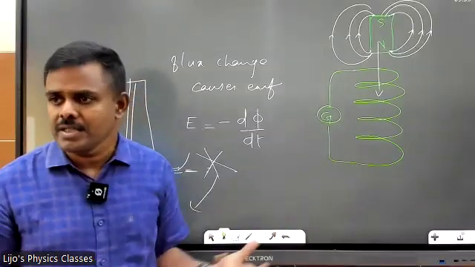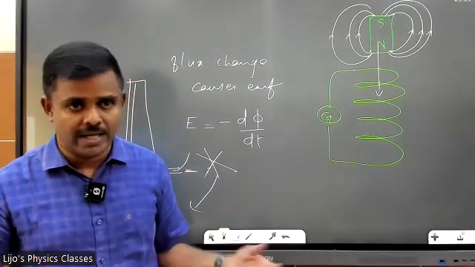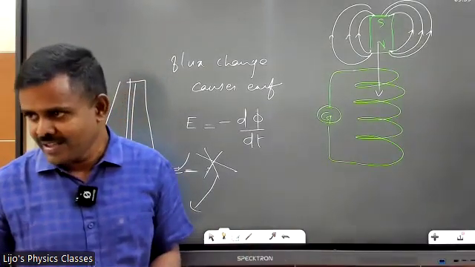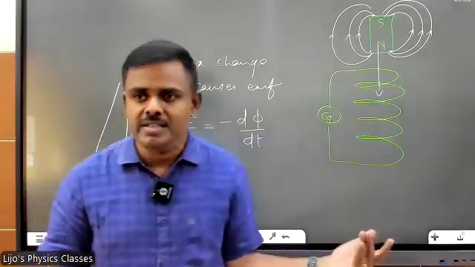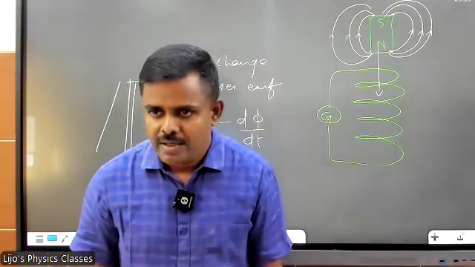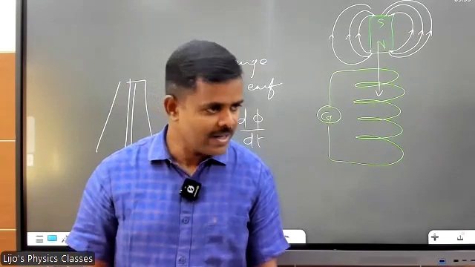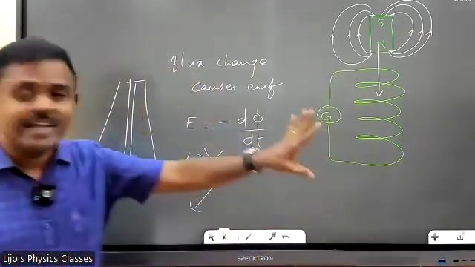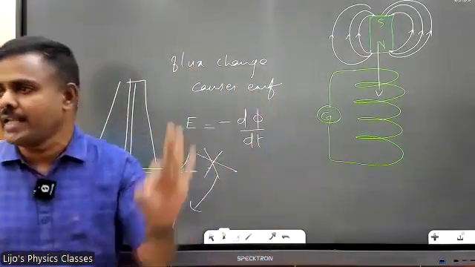Without this, nothing would have been possible now. Understood? The kind of development we have. This is actually the invention of electricity that we are talking about. And this was done in 1820 by Michael Faraday. So basically a flux change creates an EMF.